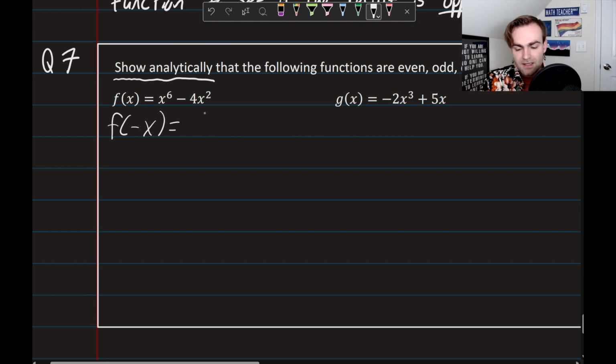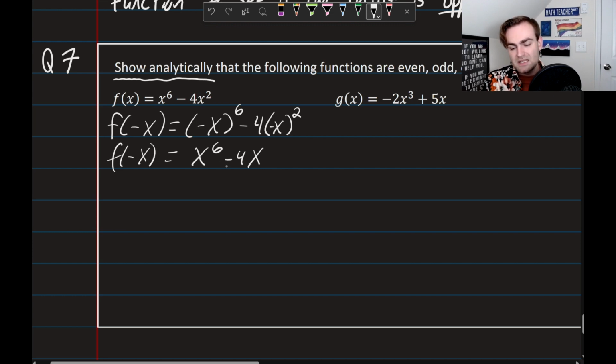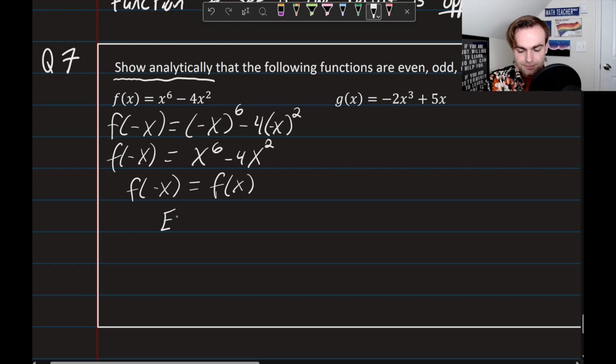So f of negative x is equal to negative x to the 6th power minus 4 times negative x squared. A negative to the 6th power would be positive, and a negative to the 2nd power would also be positive. So I end up with f of negative x is equal to x to the 6th minus 4x squared, which just so happens to be f of x. So f of negative x is equal to f of x. So this function is even.